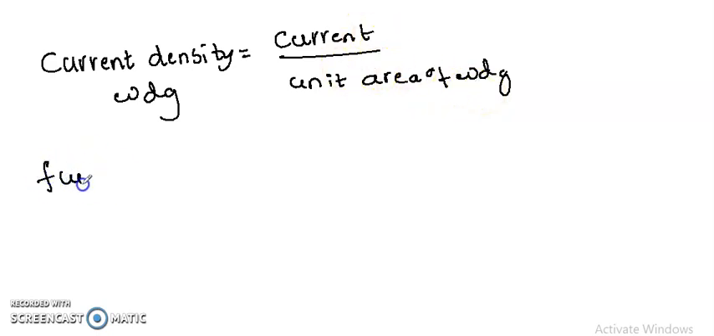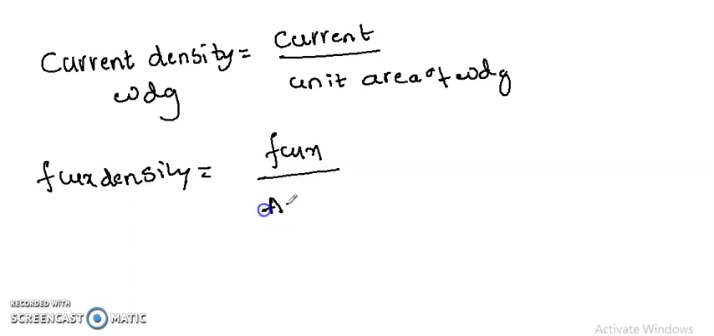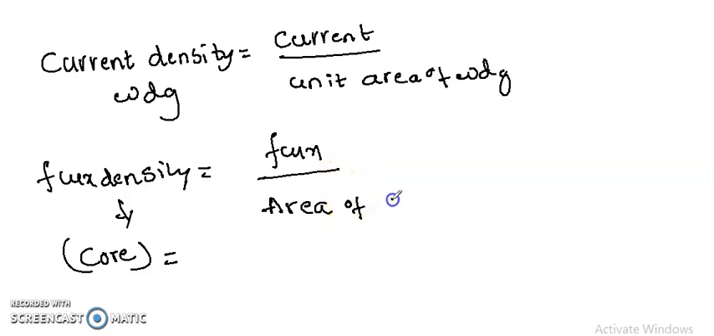Similarly, flux density. Flux density is nothing but the flux by area. Now we can find the flux density of the core. We have to know the flux density of the core, because the core plays an important role in the working of the transformer. So flux density of the core is very important. Flux density of the core is equal to the main flux of the core divided by the area of the core.